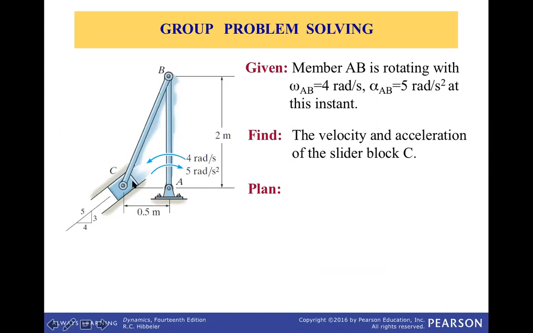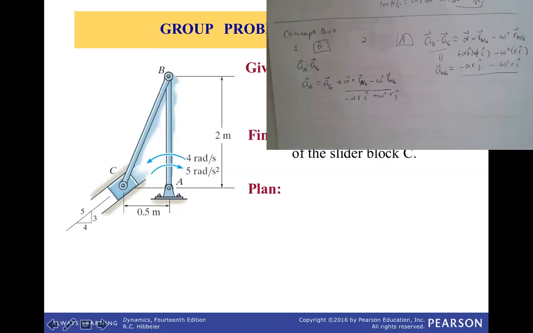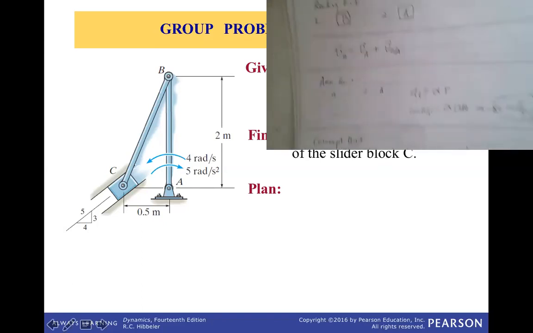Let's take a look here. By given omega of AB and alpha of AB here, we can determine the velocity of point B at this instant. It's just omega times r, and this is in the negative y direction. So that could be determined easily. I put this small screen here, so when you check this video later, you can also see what's going on in my little paper here.